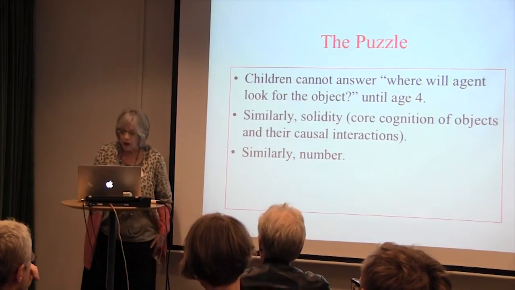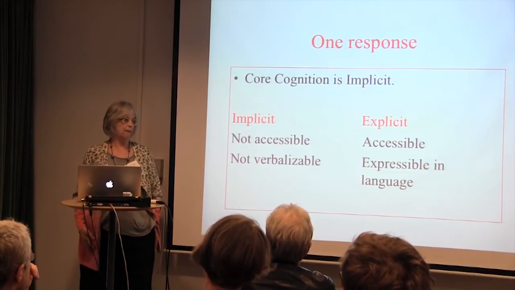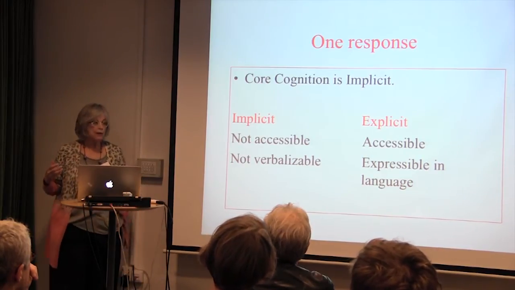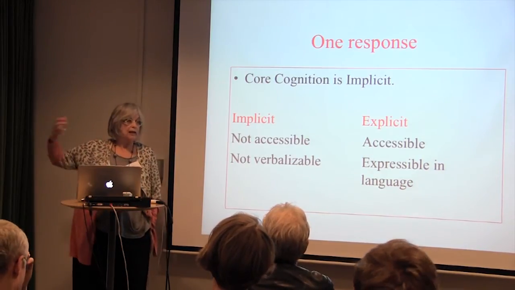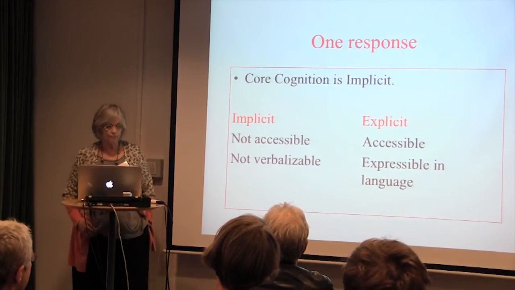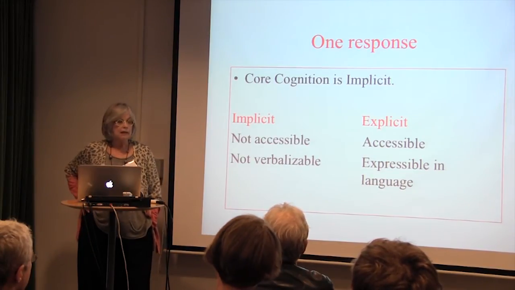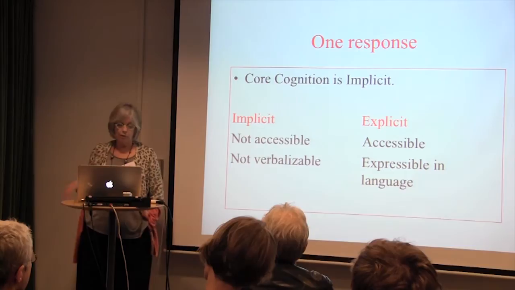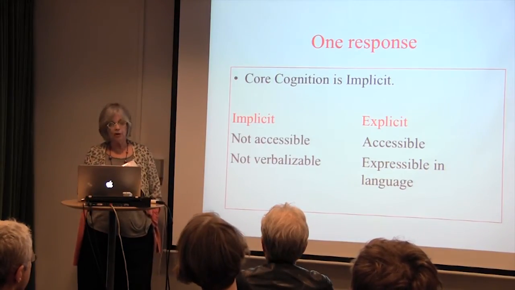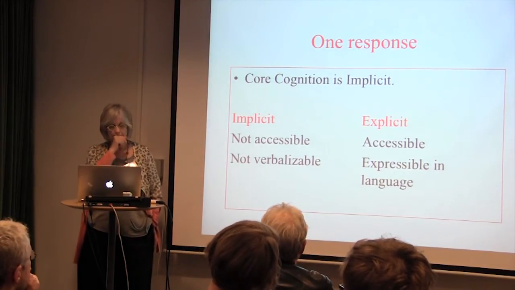And one response is core cognition is implicit, right? So core cognition differs from the kind of cognition that the child has to draw on to answer a question posed in language. And here, the distinction between implicit and explicit is one that many people have alluded to here. Implicit is not accessible or not verbalizable, and explicit is accessible or expressible in language.